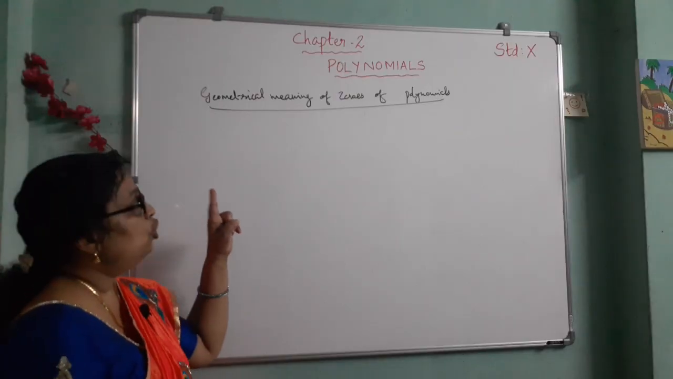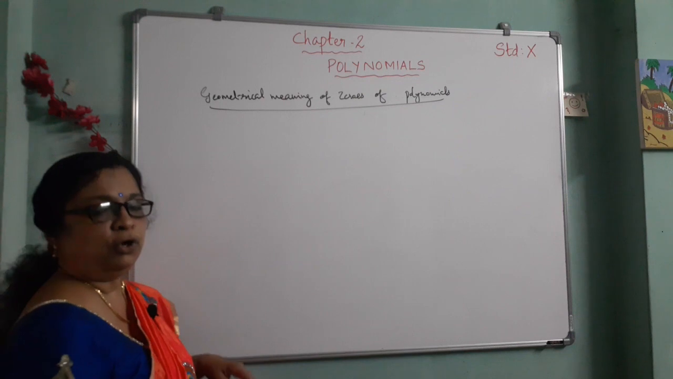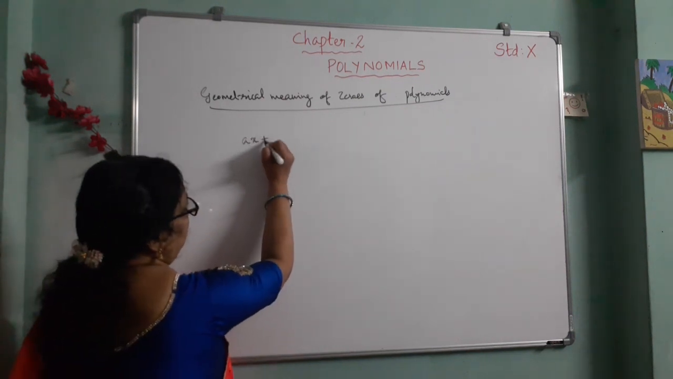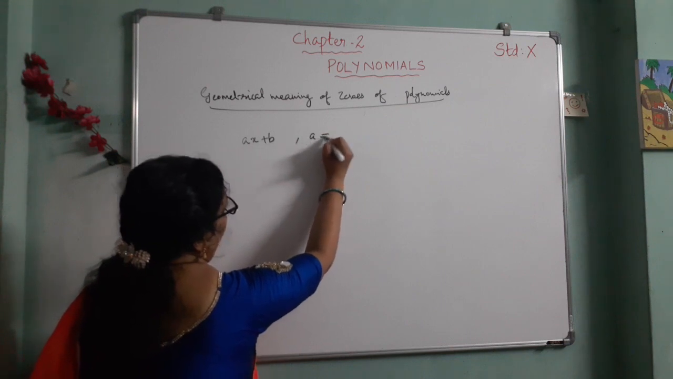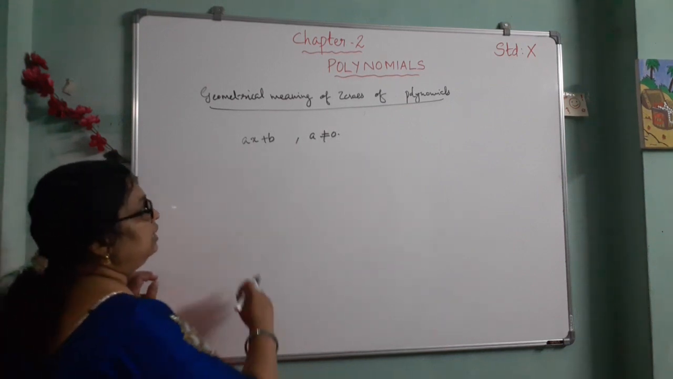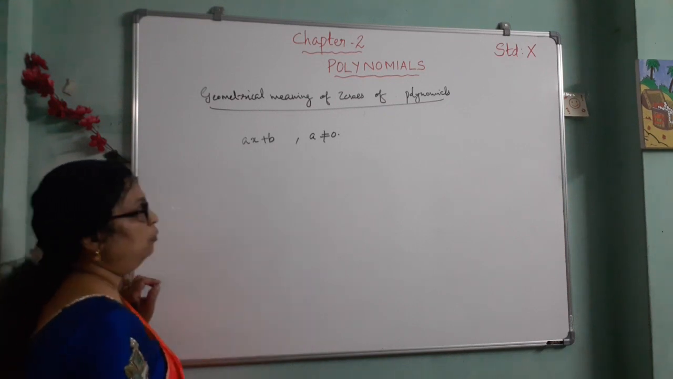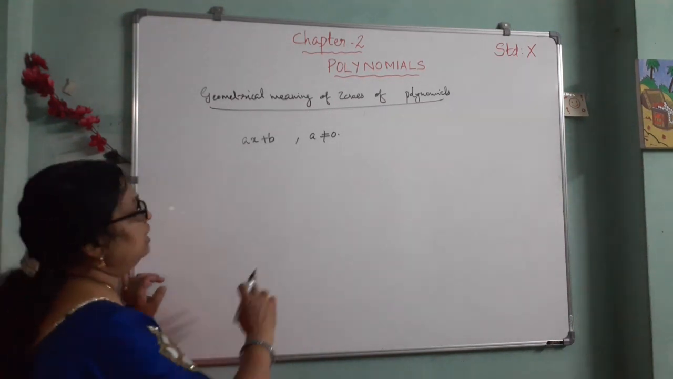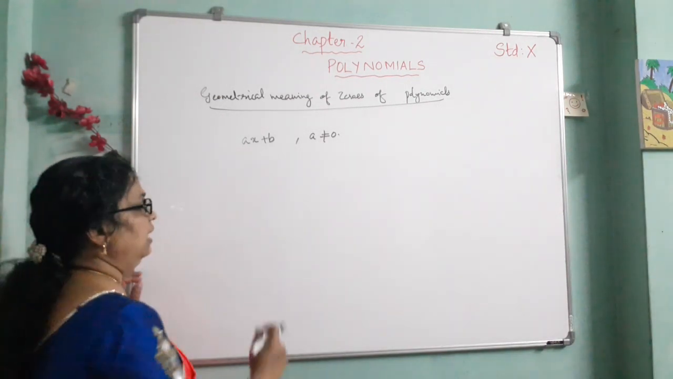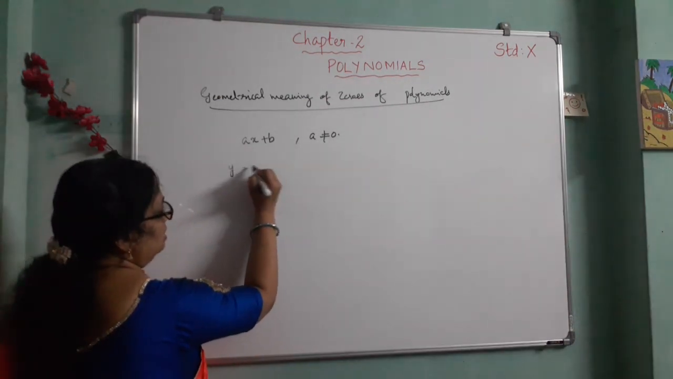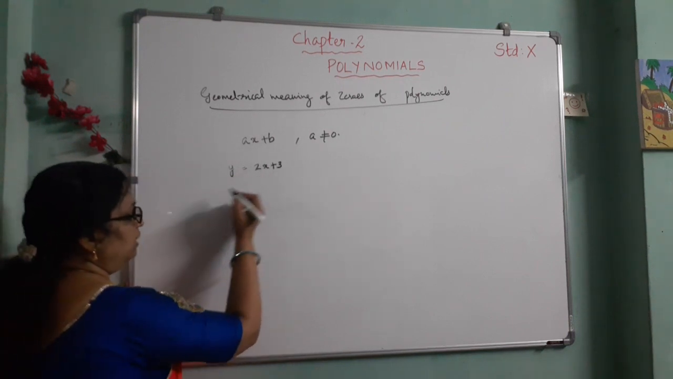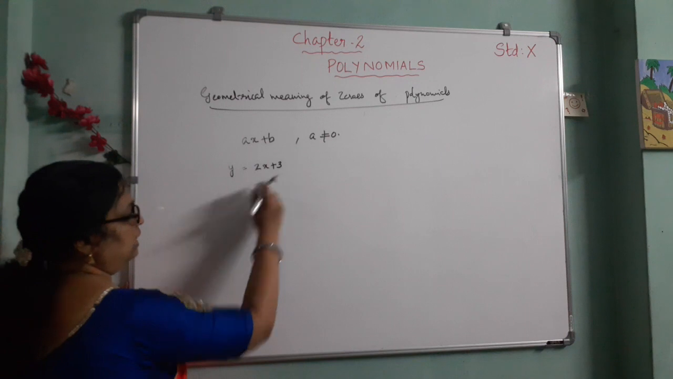Next, the geometrical meaning of zeros of polynomials. We know that a linear polynomial is ax plus b, where a not equal to 0. This is the general form of a linear polynomial. And last year we studied that the graph of a linear polynomial is a straight line. Then let us consider y is equal to 2x plus 3. This is a linear polynomial. Then we can draw the graph of this linear polynomial.